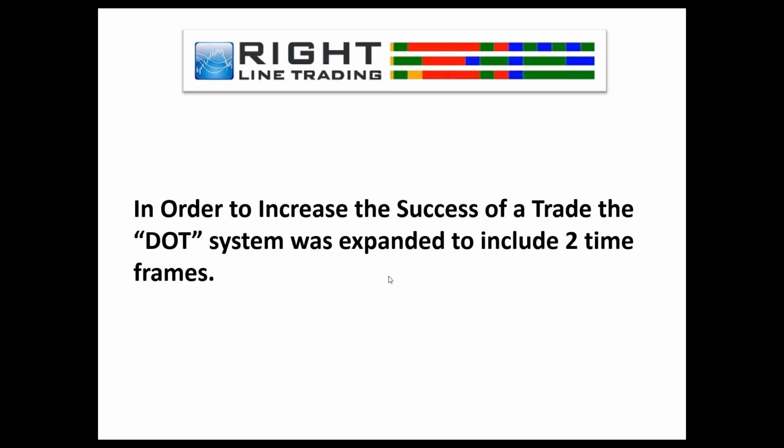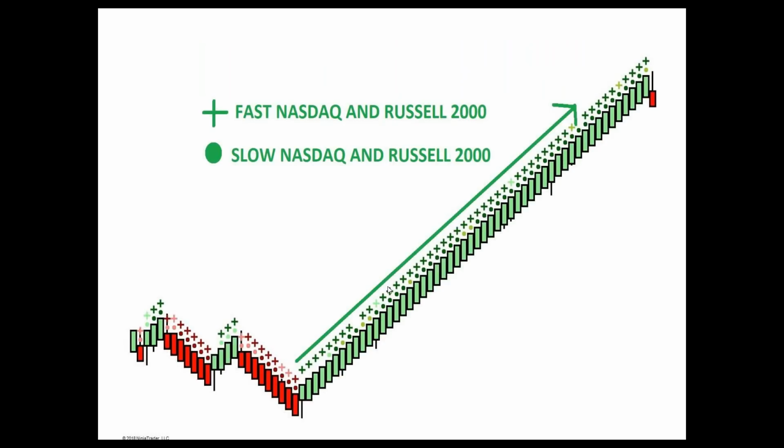Now, the dot system is very successful. So what we did is we expanded it to include 2 time frames. One's a faster time frame and one's a slower time frame. So now we have the faster are the X's and the slower are the dots. Now, don't get scared by this. It's very intuitive, very easy.